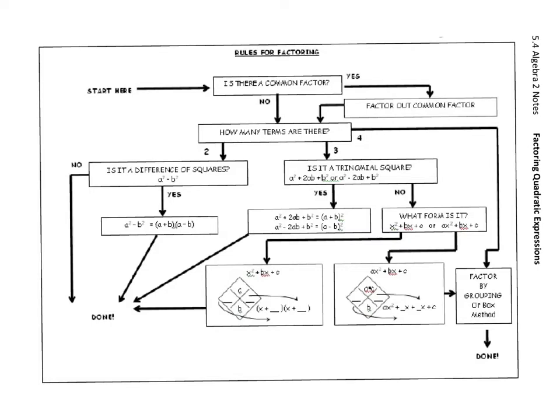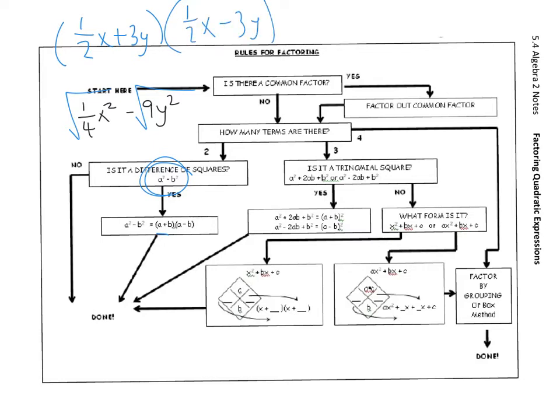So if you had, for example, 1/4 x squared minus 9y squared, you can take the square root of both of these, and notice difference of squares is a squared minus b squared, so it's going to turn into a plus b, a minus b. So this would be 1/2 x plus 3y, and then 1/2 x minus 3y. The signs have to be different, opposites, in order for this to be a negative.